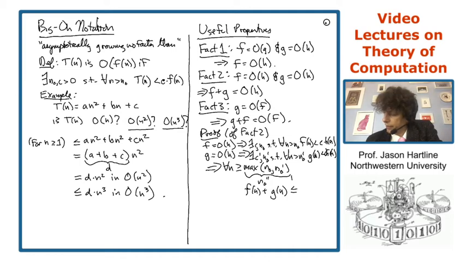add them up. So we know that for n bigger than n naught, f of n is less than c of h of n. And we know that for n bigger than n naught prime, g of n is less than c prime of h of n. So if we take n bigger than both n naught and n naught prime, then both these equations hold. Then we can add them together, and we'll get f of n plus g of n is less than or equal to c plus c prime times h of n. And of course this is just some c double prime.